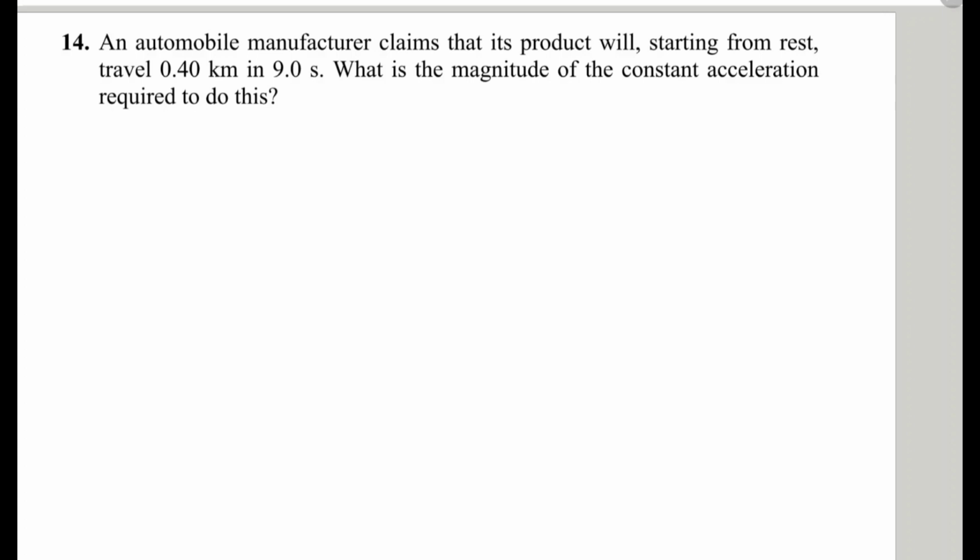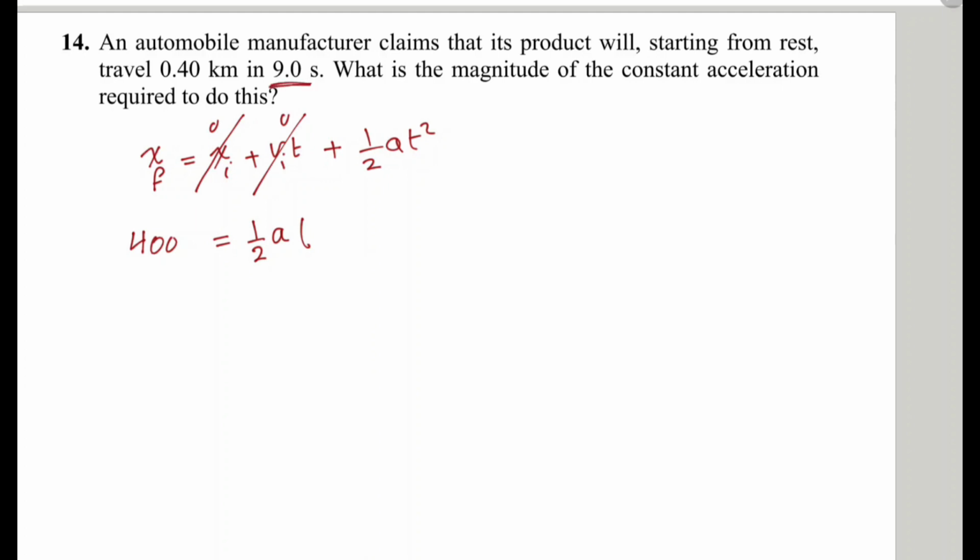Now let's use the equation of motion. X final equal to X initial plus V initial t plus half a t square. Now the initial position is 0 and the automobile starts moving from rest, so the initial velocity is 0 as well. So X final, which is 400 in this case, since 0.4 kilometers converts into 400 meters, equal to half a times time, 9 square, which is 81.